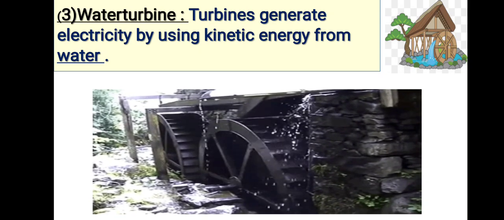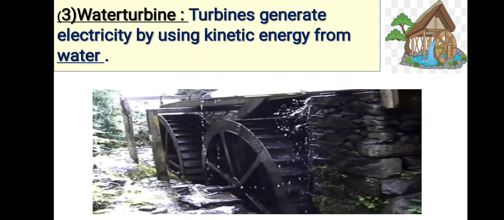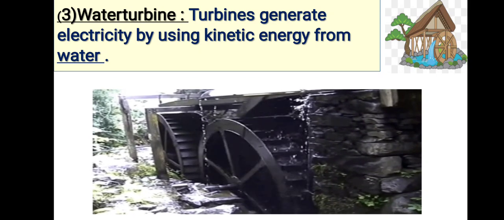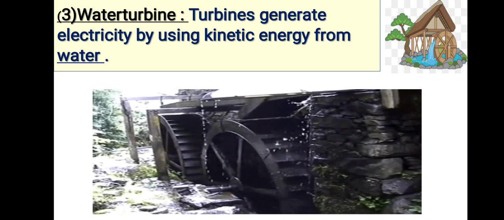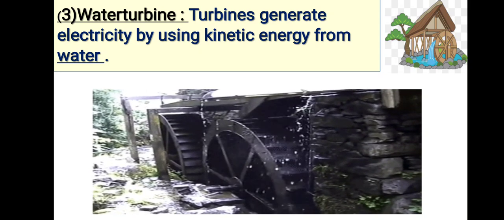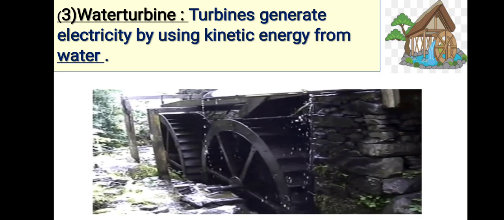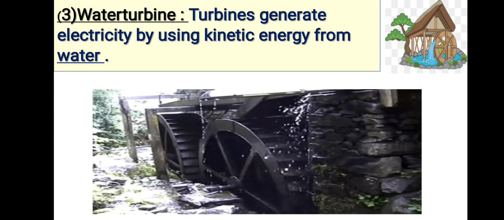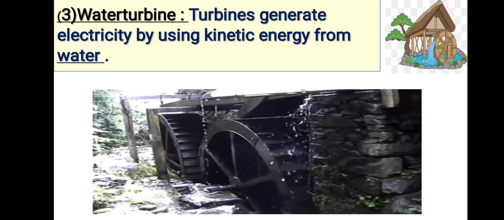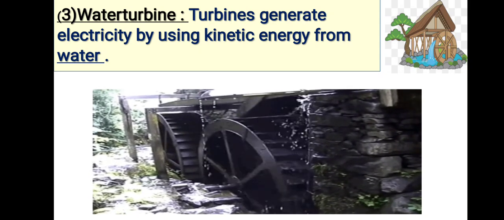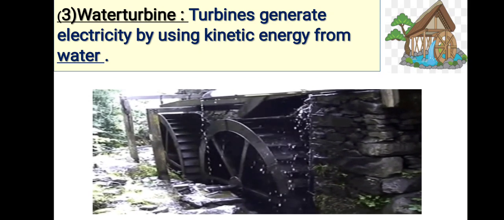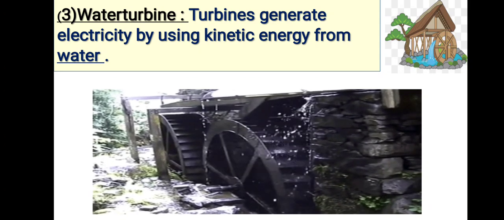The kinetic energy of the water will make the blades of the water turbine start to move, as we can see here. The kinetic energy after that will change into electrical energy. So we can generate electrical energy from the water by using a water turbine. And we can generate electricity from the wind by using a wind turbine. And we can generate electricity from the solar energy by using solar panels.